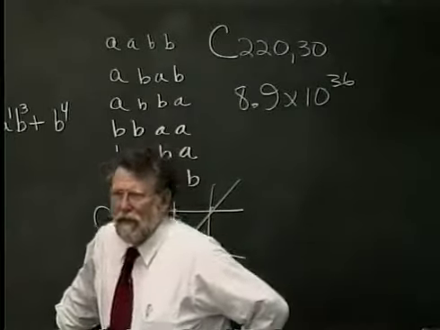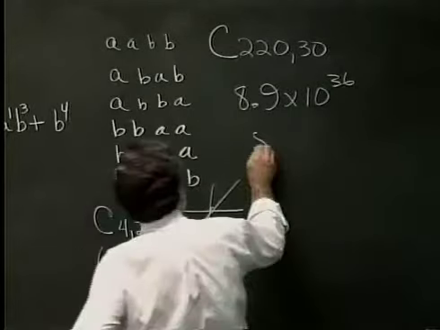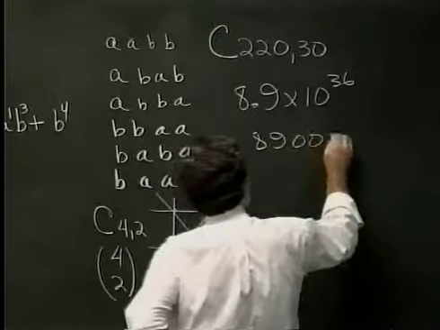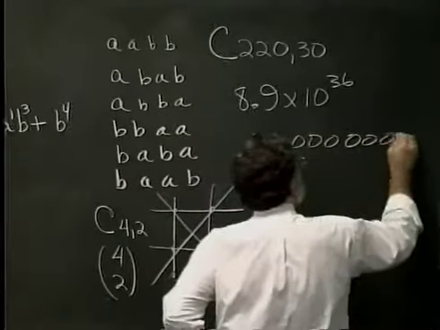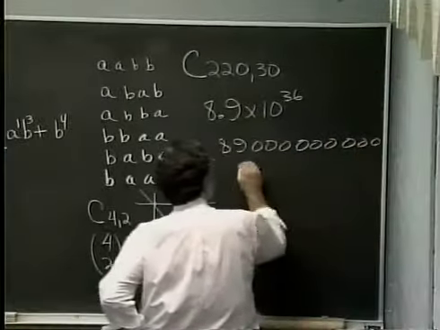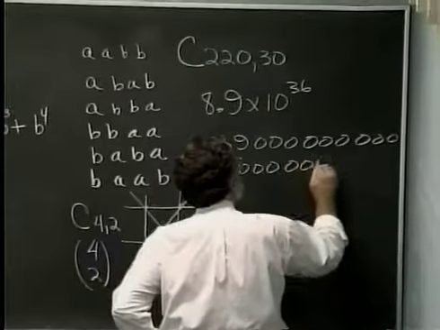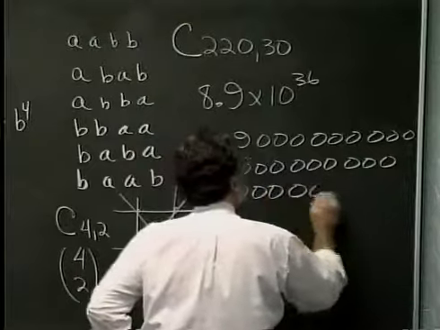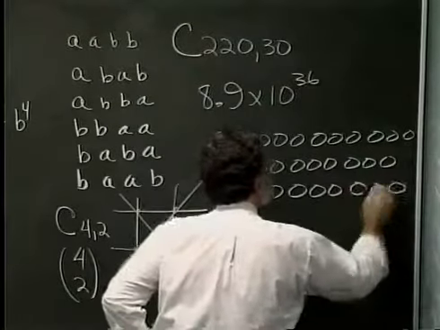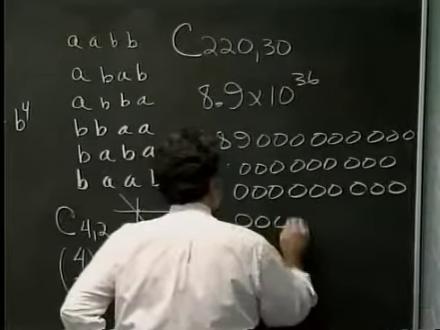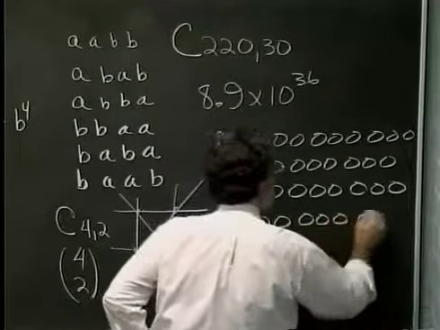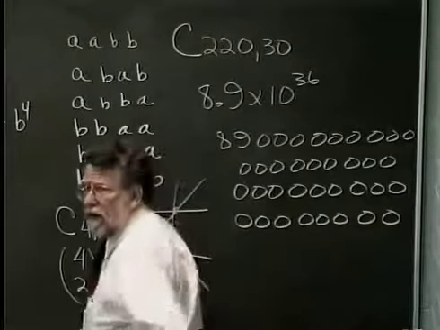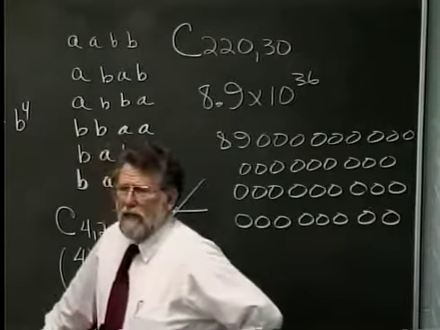So we're doing some algebra there. So let's just see what we get. 89 with 35 zeros. 3, 6, 9, 12, 15, 18, 21, 24, 27, 30, 33, 34, 35. A little more impressive that way?